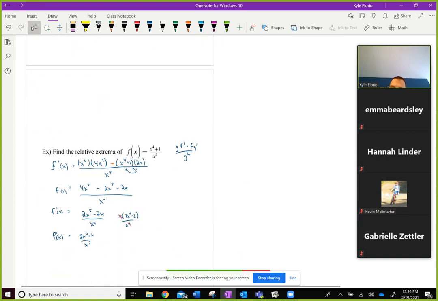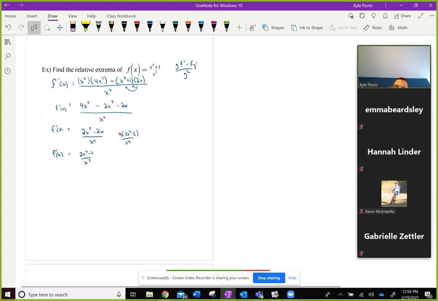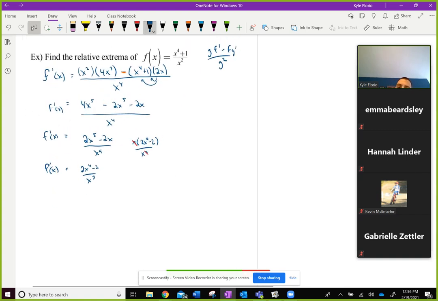We're going to do at least one or two more examples, 1.5 more examples, and then I'm going to have you guys start doing practice problems. So last class, we started off with this function, x to the fourth plus 1 over x squared, and our goal was to find the extrema. So we started off by taking the derivative, and that's where we stopped.